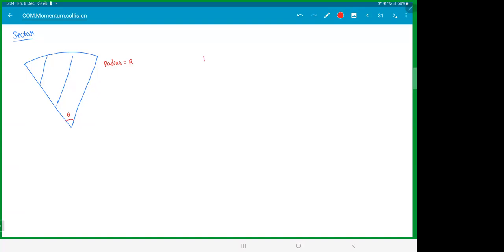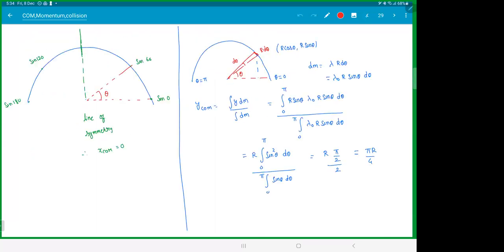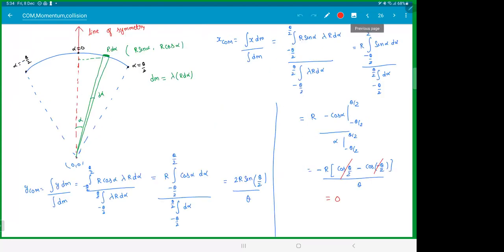So, for this, the elements are arcs. Whenever you see a sector, generally this is how you choose elements. You divide this entire sector, like a pizza slice, into thin slices, then it becomes a small arc. And the center of mass of an arc, we derived last class: 2r sine theta by 2 by theta.